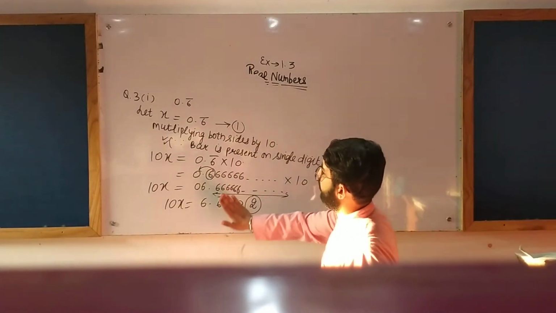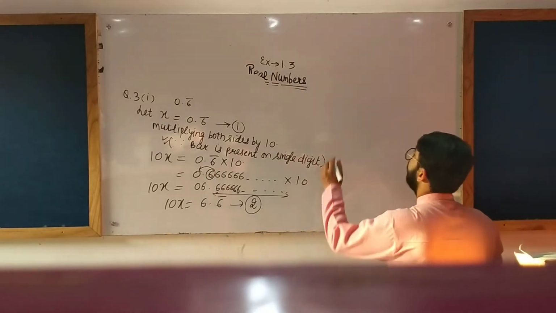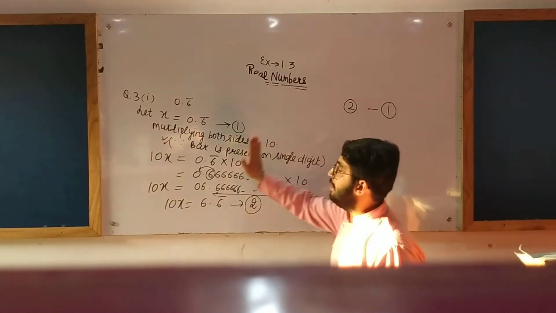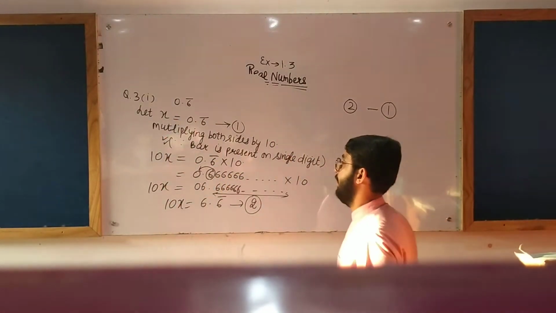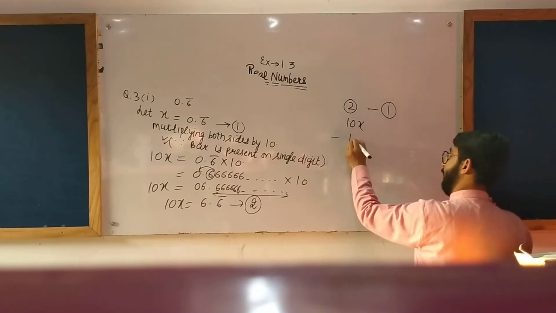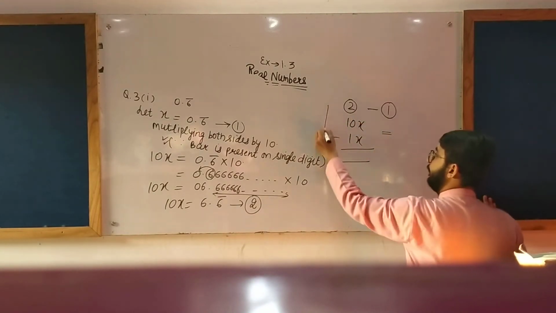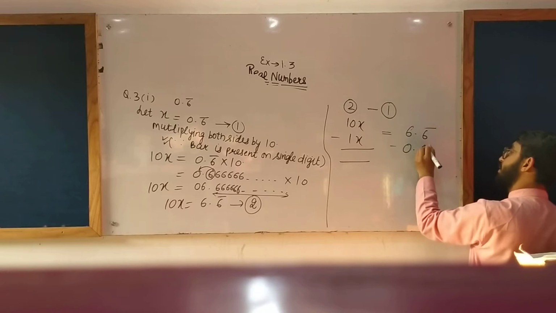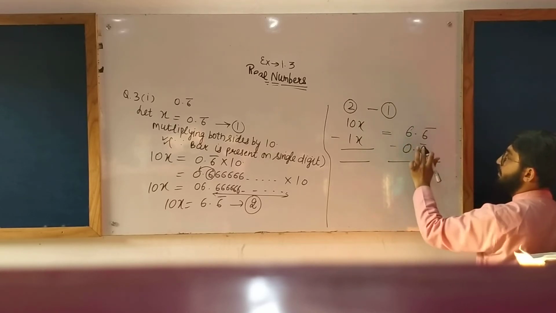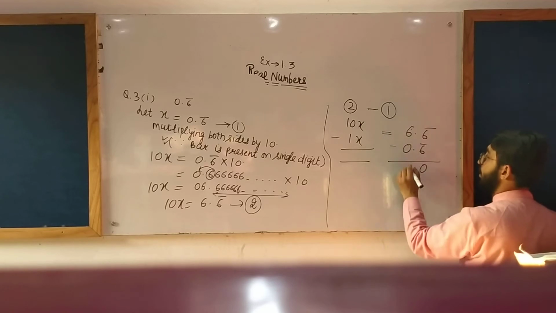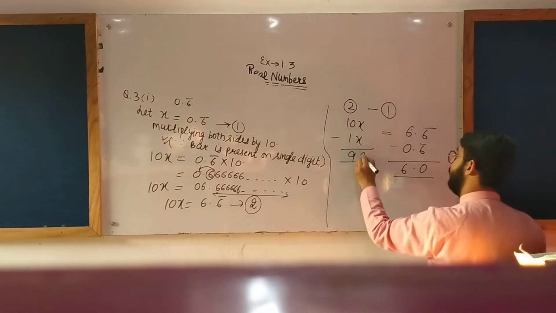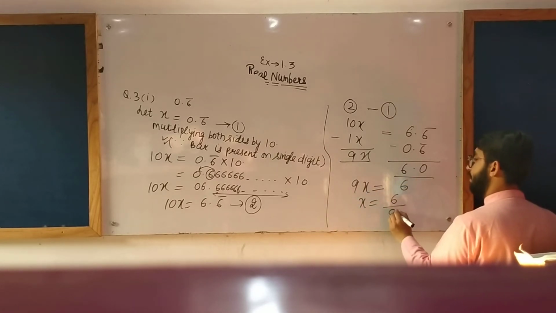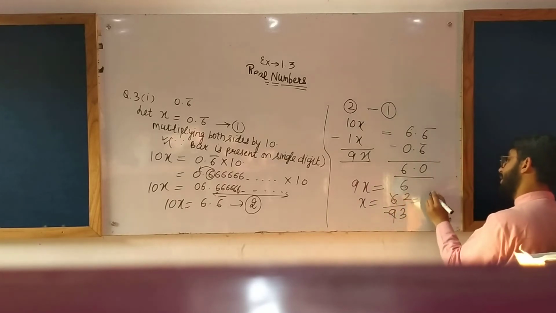Okay, this is equation number 1, this is equation number 2. Now we are subtracting, equation 2 minus equation 1. We will subtract left from left, right from right. 10x minus 1x, and 6.6 bar minus 0.6 bar. The bar part becomes 0, and 6 minus 0 gives you 6. 10x minus 1x gives you 9x. 9x equals 6. X equals 6 by 9, which is 2 by 3.